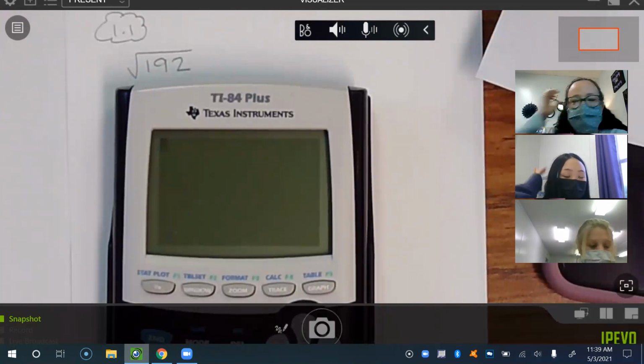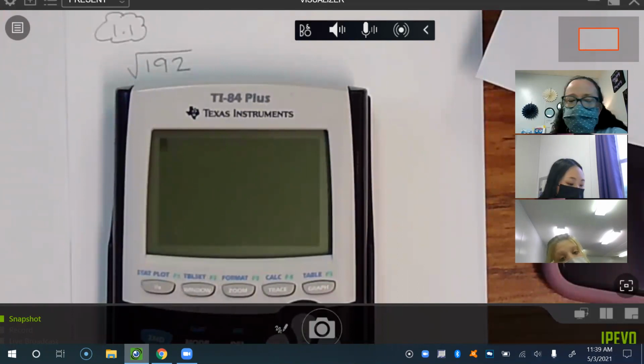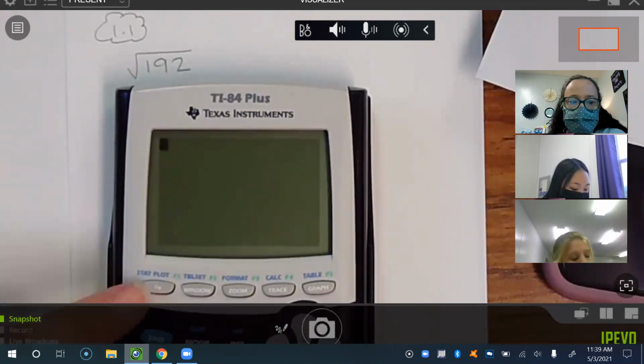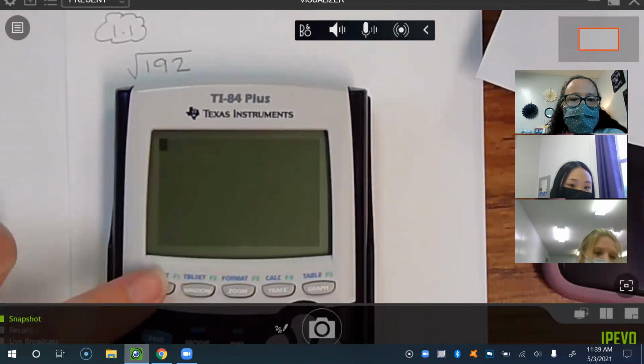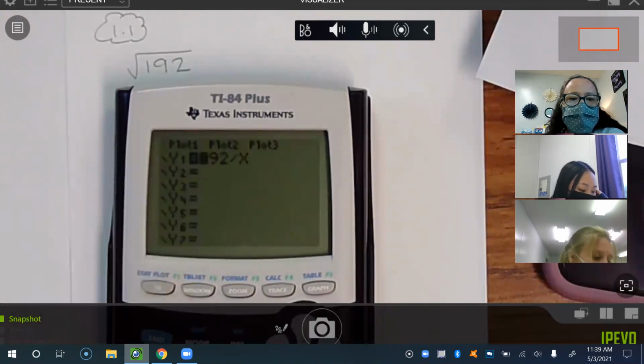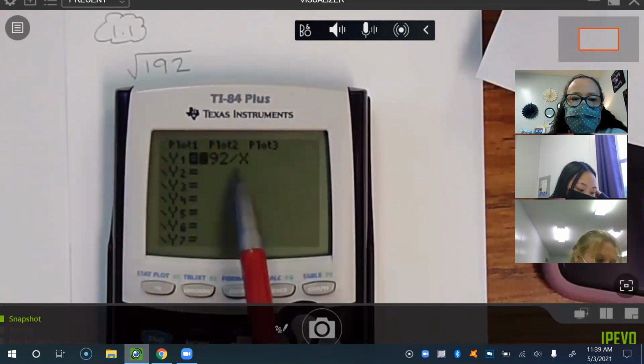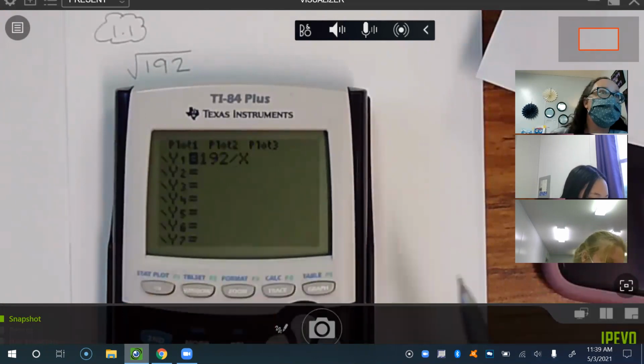Now, you can just sit here and do 192 divided by different numbers. You can. But the trick is you go to y equals, and I'm pointing at it right now at the bottom of your screen, y equals. And whatever we're trying to find the factors of, you type that number divided by x in y1. Yes, you need one.